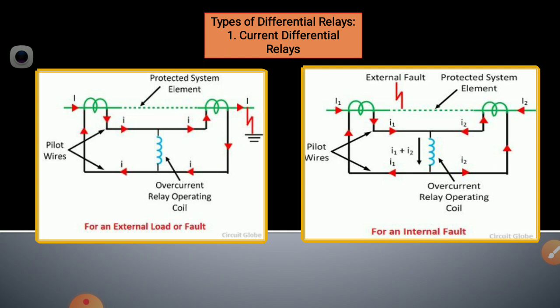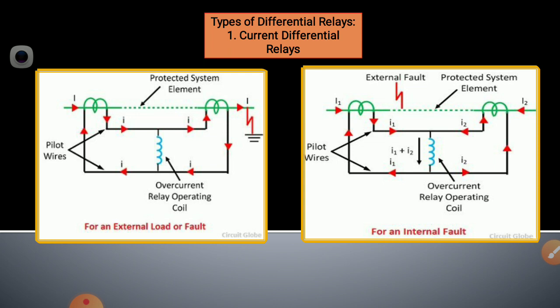So the operating coil of an overcurrent relay is connected across the CT secondary as shown in figure. So here the two diagrams are given for the current differential relay. One is for the external load and second is for the internal fault. So two diagrams are basically same. The difference is that it will be protected against the external and the internal fault. So we consider the left side diagram.